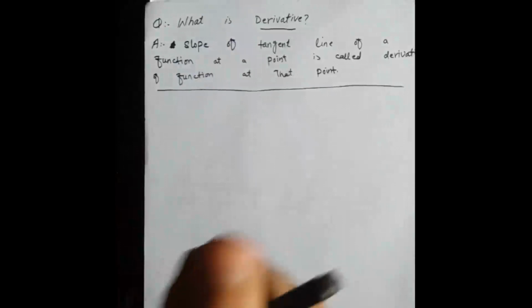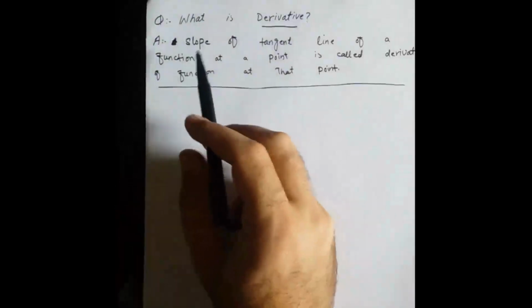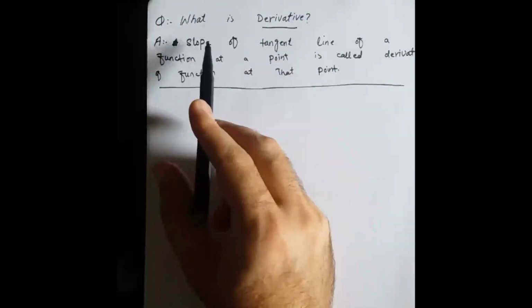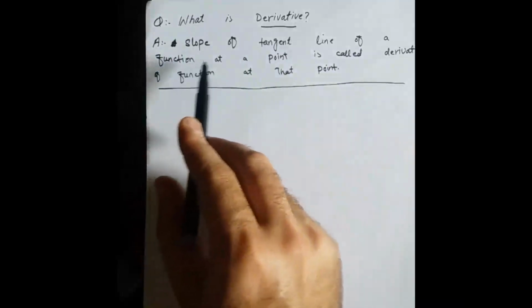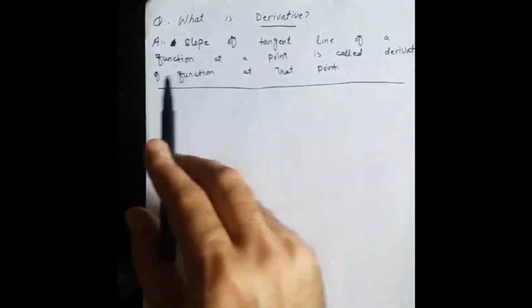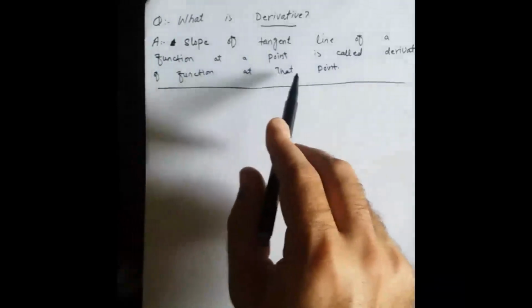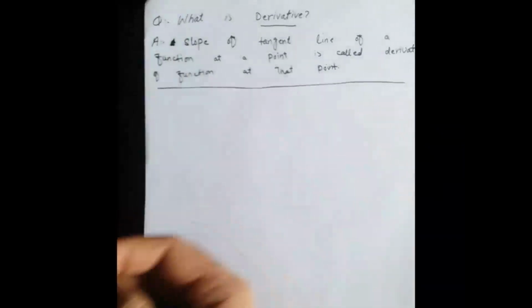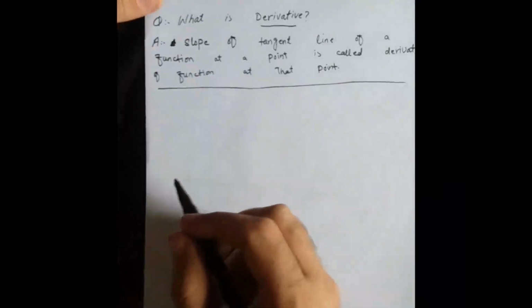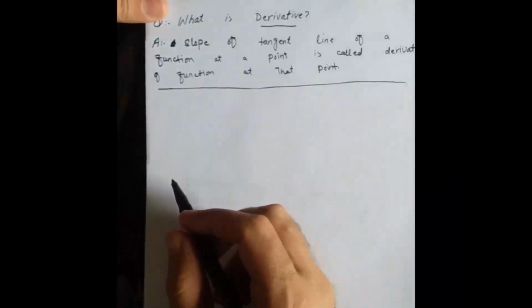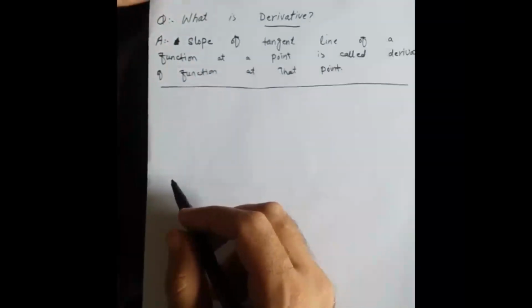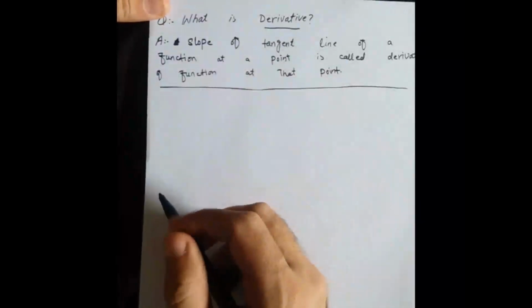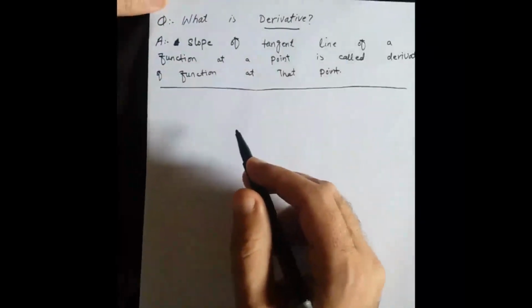What is derivative? The slope of the tangent line of a function at a point is called the derivative of the function at that point. In this definition we see that the derivative is the slope of the tangent line of a function. Now we try to prove this definition.